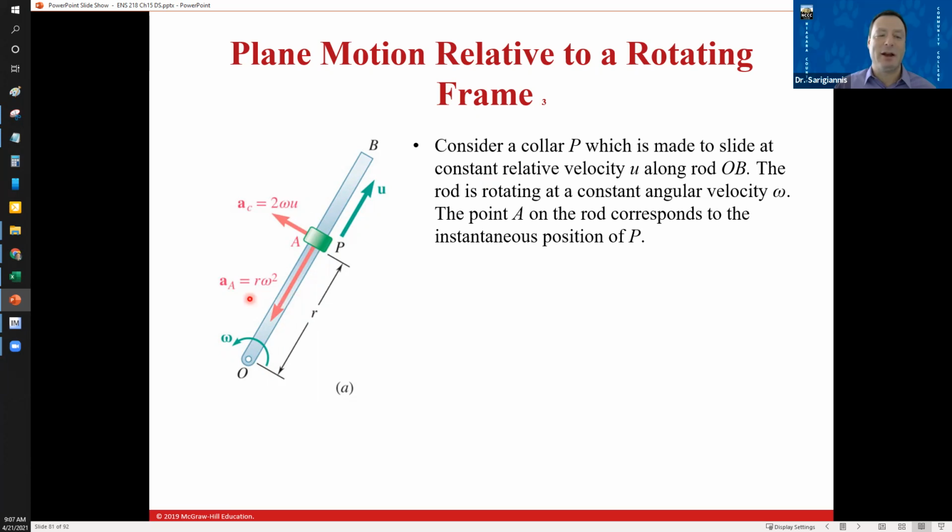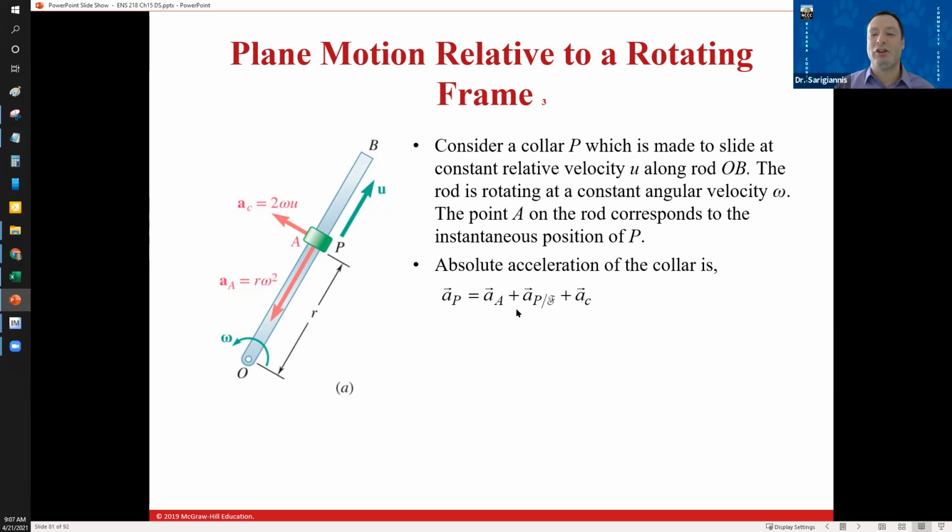We've got an acceleration. I don't know why it's labeled with an A. That should be a normal, R omega squared towards the center. And you've got a Coriolis acceleration. They labeled the accelerations from the diagram. So let's see how we get these things.